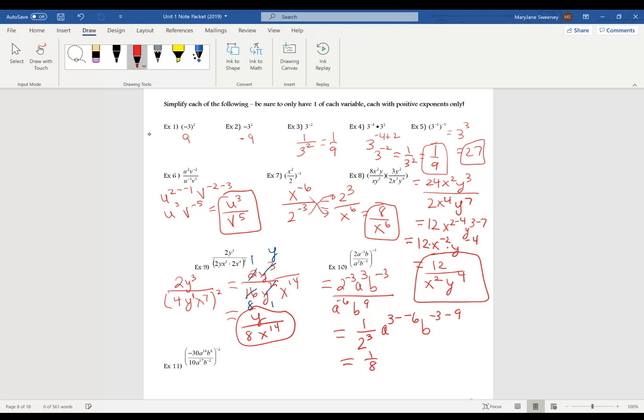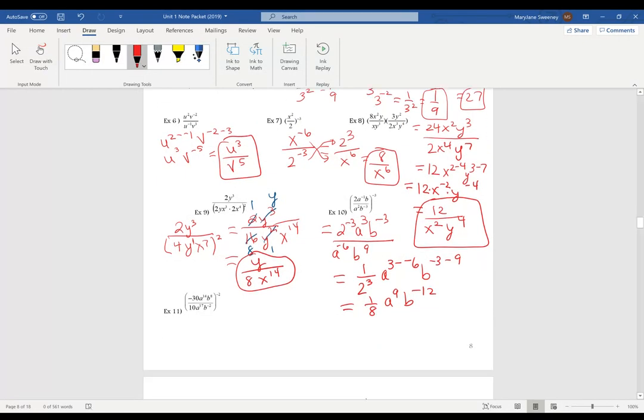So this is 1/8 times a to the 9th, b to the negative 12, which means a to the 9th is going to be on top and b to the 12 on the bottom. The 8 has to stay on the bottom where it was.